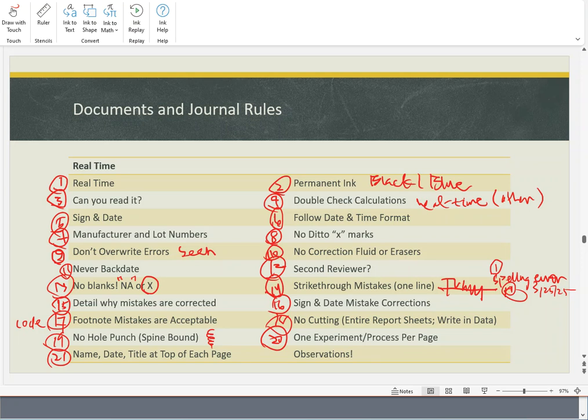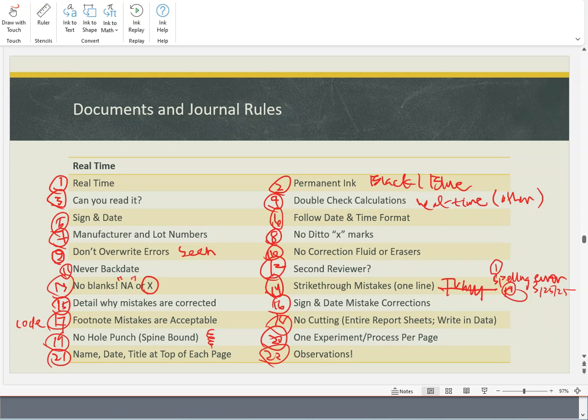And finally, number 22, don't forget observations. We get so wrapped up in the data, we get so wrapped up in writing down the steps that very often it's easy to forget observations. And if I'm making observations in the laboratory procedure, I'm looking at what color things are turning. I'm looking at if bubbles are getting generated. I'm looking at if this thing gets hot or if this thing gets cold.